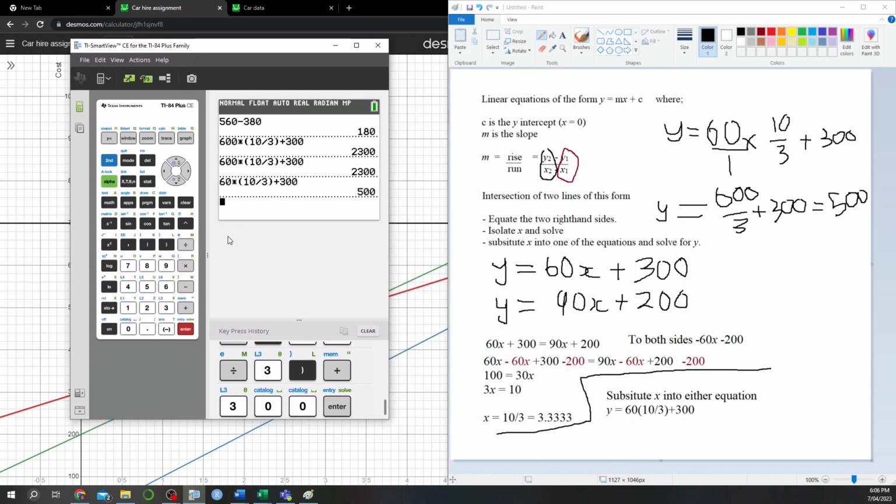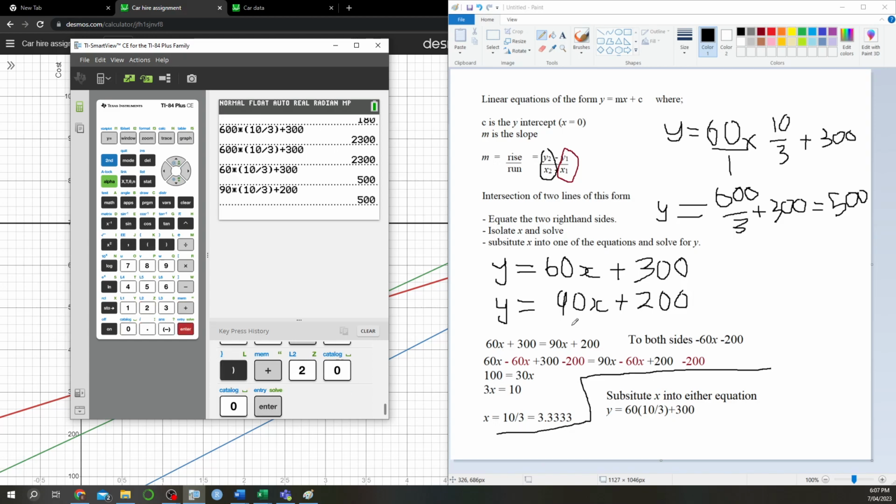Now, just to prove I've got it right, let's put that number into the other equation. The other equation is 90x plus 200. So 90 times 10 thirds plus 200. See what happens. You also get 500. That makes sense. So these two graphs share the coordinate point of 10/3 at a y value of 500. That's the point of intersection. So that's how you find the points of intersection.